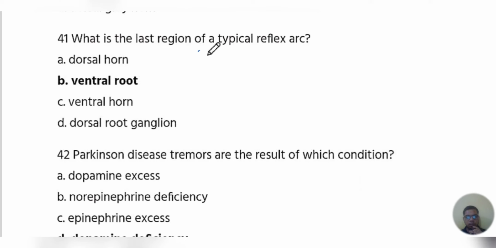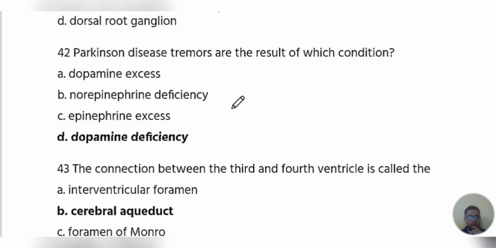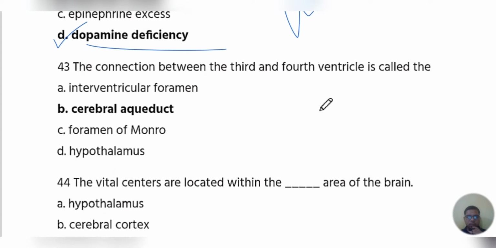What is the last region of a typical reflex arc? The answer is B, ventral root. Okay. Next is question number 42. Parkinson disease tremors are the result of which condition? The answer is D, dopamine deficiency. Next is question number 43.